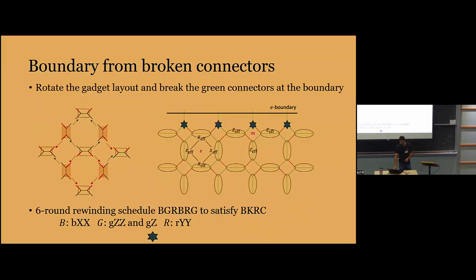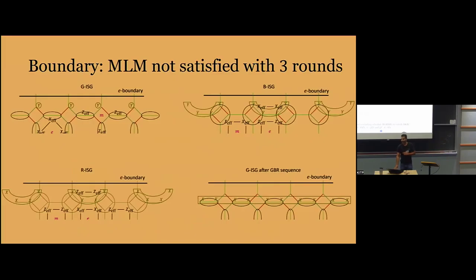If I actually apply the 3-round schedule on this sort of boundary toric code, then the macroscopic logical map condition will not be satisfied because the logicals will map to identity. So we can check that using just the gadget picture, because this 3-round schedule ends up measuring the logical at the boundary.